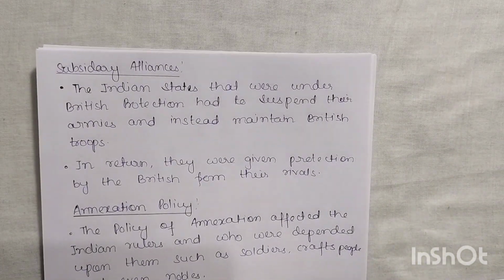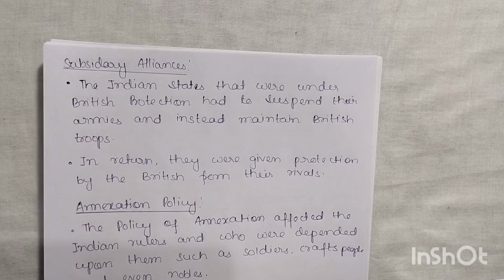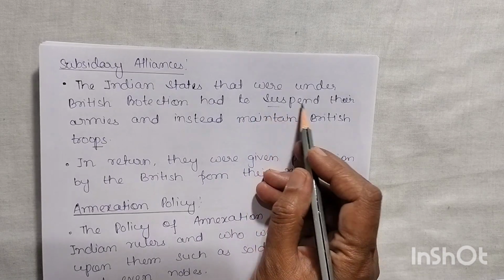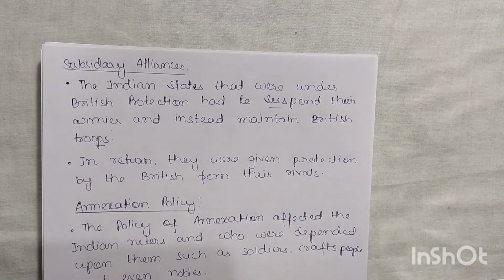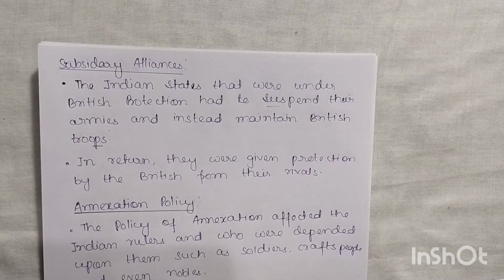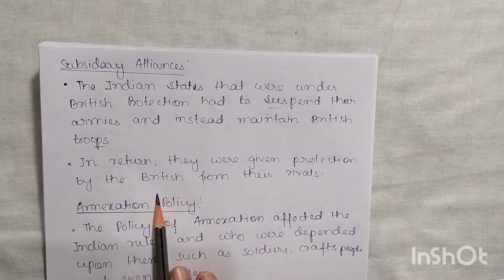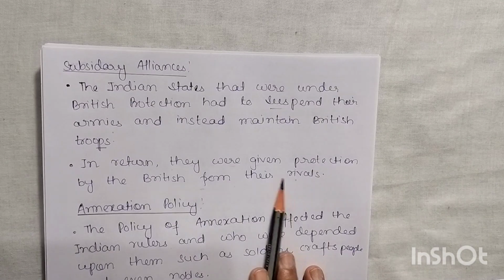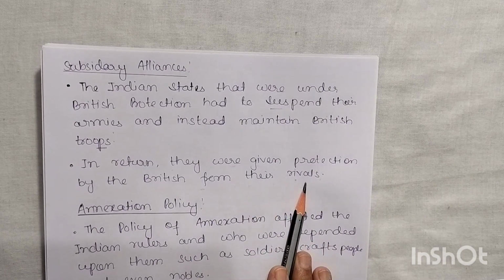Now, finally, subsidiary alliances were there. The Indian states that were under British protection had to suspend their armies and instead maintain British troops. Okay, what did they have to do? Indian states had to suspend their armies according to this treaty, this agreement. No Indian state could manage or hold its own army. Instead, they had to maintain the British troops. In return, they were given protection by the British from their rivals, from the rival kingdoms.